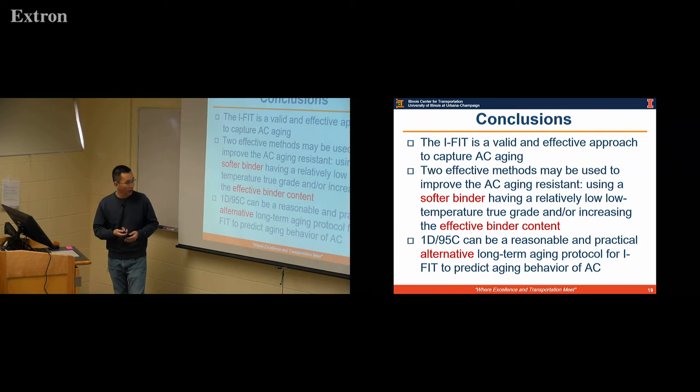And 1D95C can be a reasonable and practical alternative long-term aging protocol for IFIT to predict aging behavior of AC. I emphasize alternative here because in the industry, people always rely on 3D95C or 5D95C now because they believe that these aging protocols can predict at least 5 to 8 years of field aging.